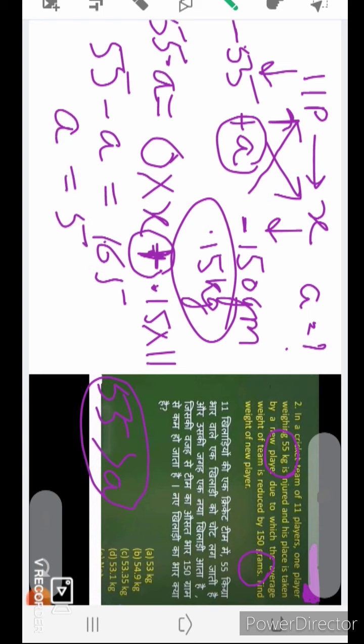So 55 minus 1.65 is what? I think 53.35 is the answer. 53.35 is going to be the answer. And C is your answer here.